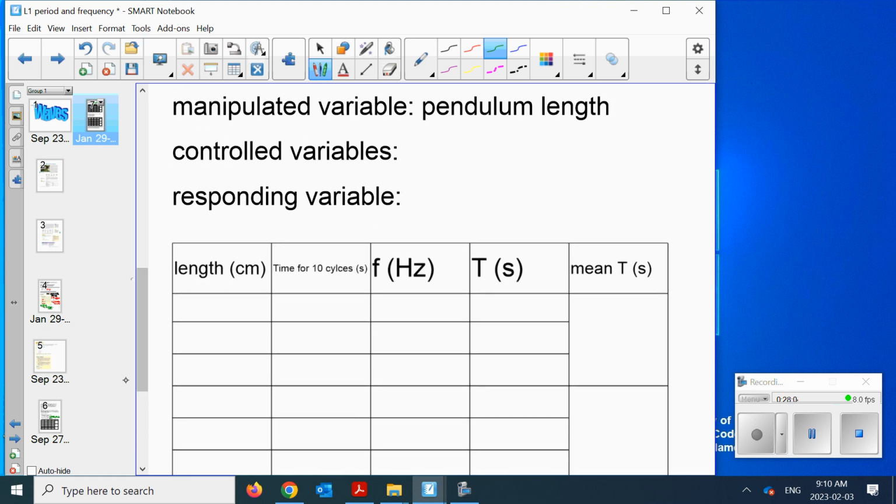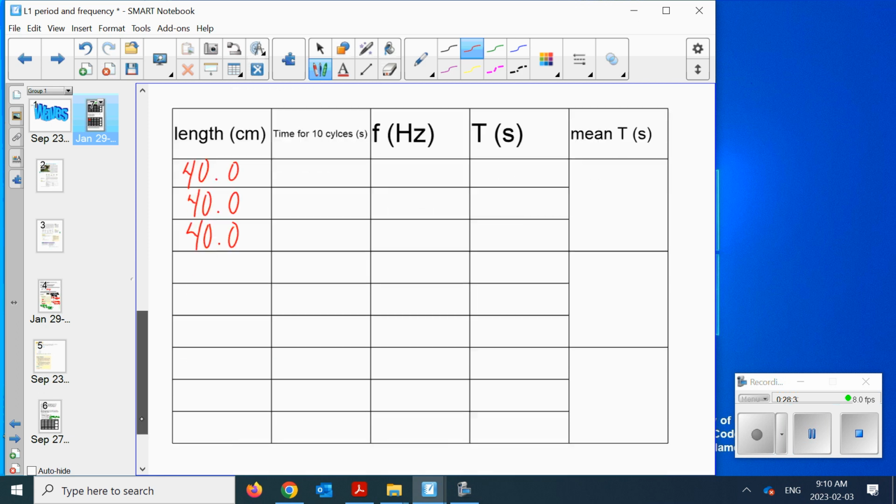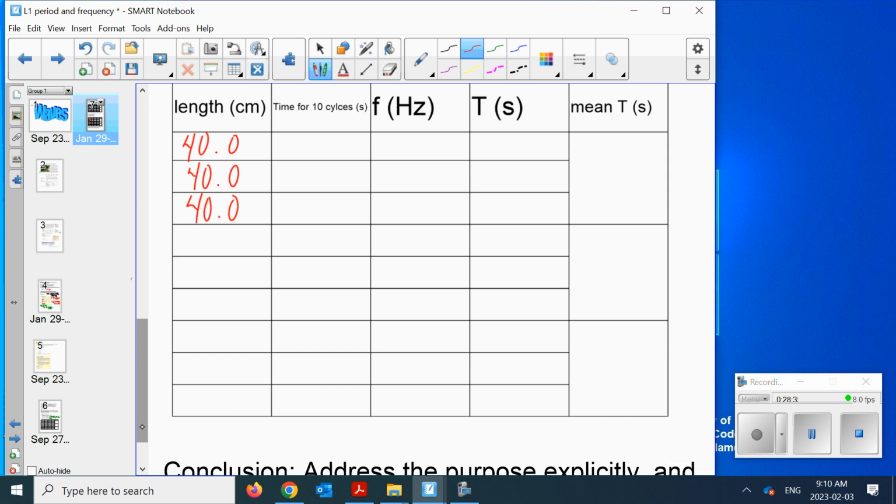When I change the pendulum length, I left this one open. I think it makes sense. 40. I've got centimeters on the top. 40. 40. Let's keep things nice. What would be a reasonable length, not 37.2? What would be a nice length for the next one? Short. 30 and then 20.